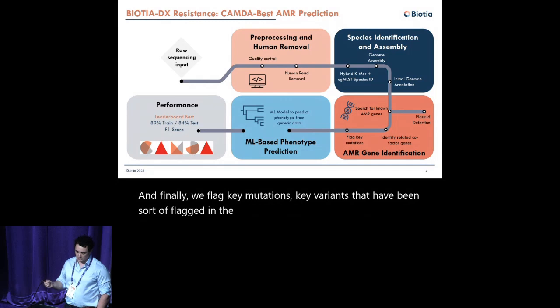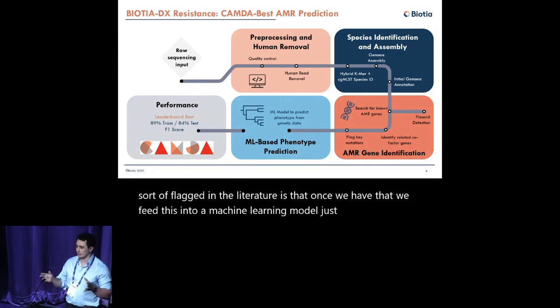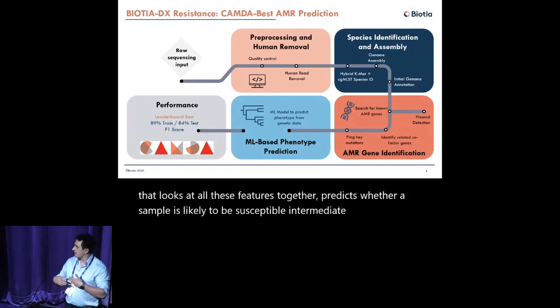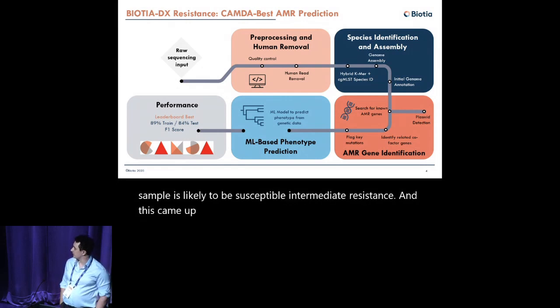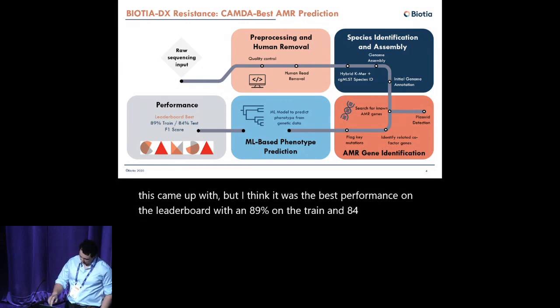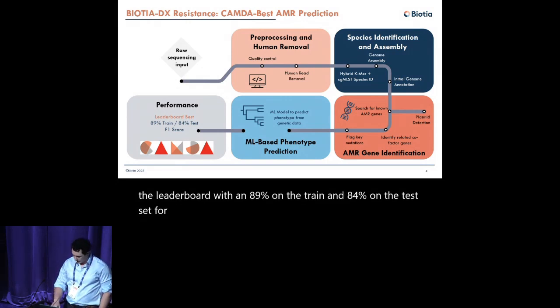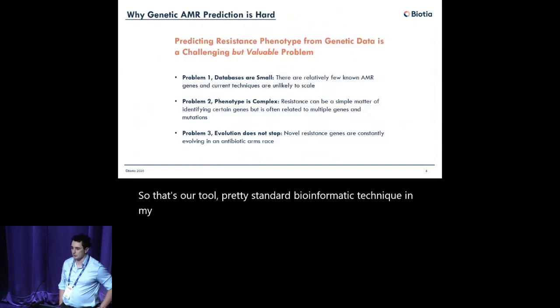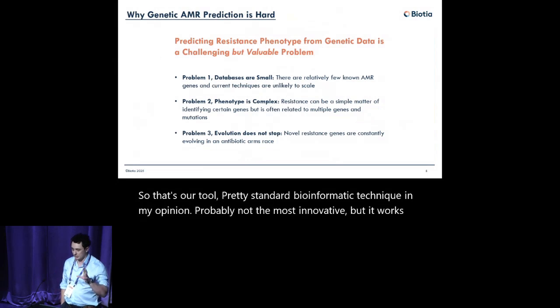Once we have that, we feed it into a machine learning model, just a random forest that looks at all these features together and predicts whether a sample is likely to be susceptible, intermediate, or resistant. This came up with, I think, the best performance on the leaderboard, with 89% on the train and 84% on the test set for CAMDA. So that's our tool. Pretty standard bioinformatic technique, in my opinion, probably not the most innovative, but it works well for where things are right now.